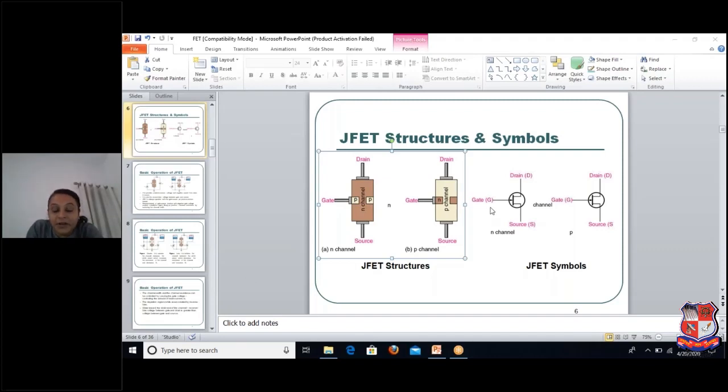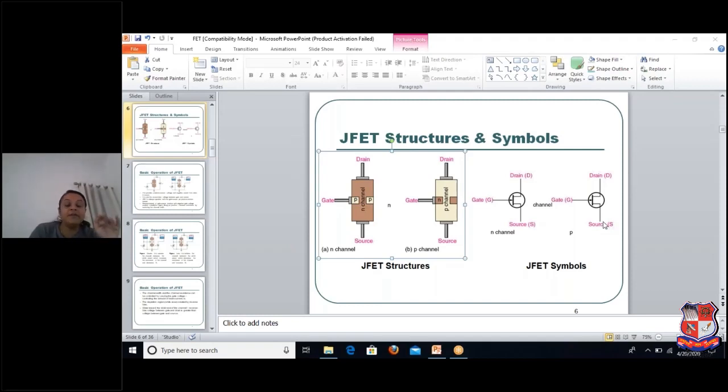Okay, whenever the current is entering into the gate, the symbol is known as the n channel, and whenever the current is outgoing, it is the opposite of the n channel, which is known as the p channel. Okay, so all of you remember up to here the difference between BJT and FET.